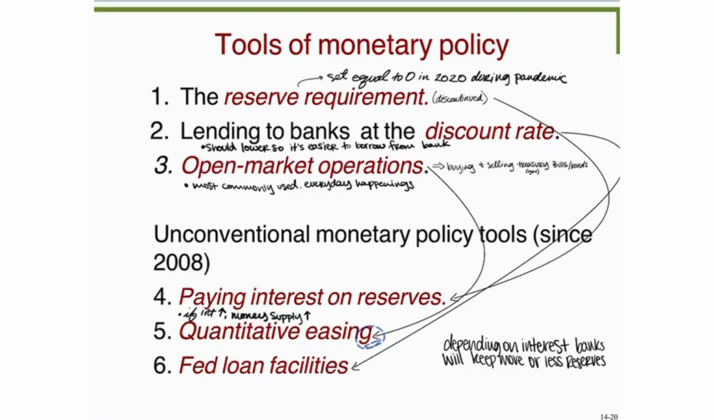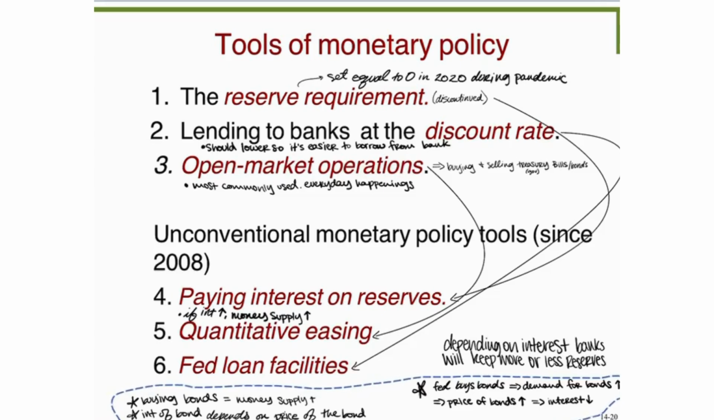Quantitative easing is directly increasing the supply of money by buying government securities and other securities. The government just buys out, or the Fed buys, the toxic assets.